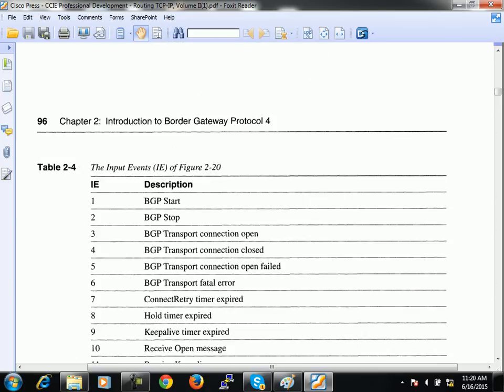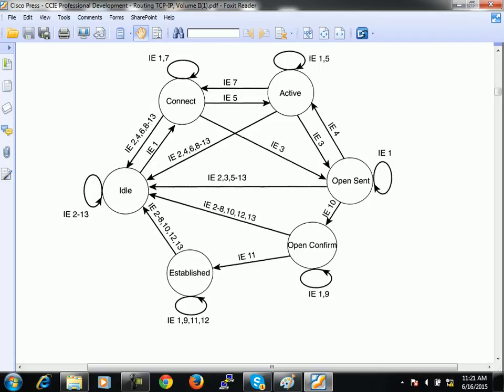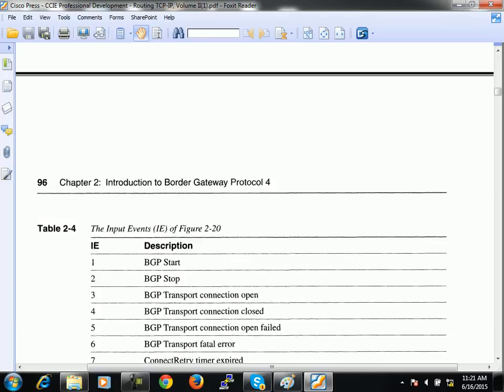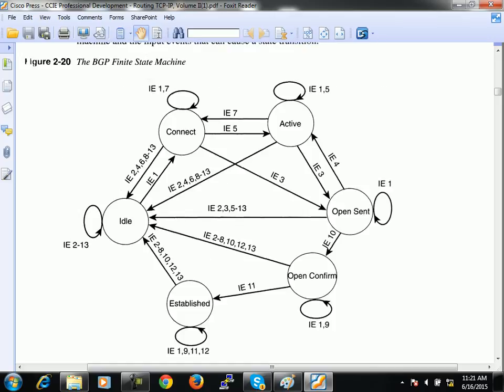You can even check it here: input event 7, connect retry timer expired. But in case input event 3 has occurred, let's say the TCP connection was open during active state, it will move into open sent. In open sent state, if input event 10 occurs, which means an open message was received, it will move from open sent into open confirm. It will remain in open sent state till it receives an open packet from its neighbor. It does not mean that after transmitting the open packet it will move into open confirm. No, it has to receive an open packet during open sent state.